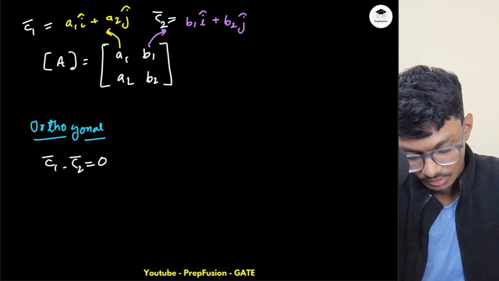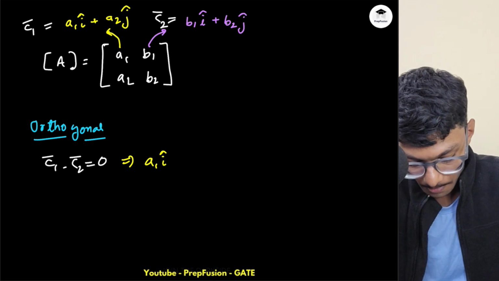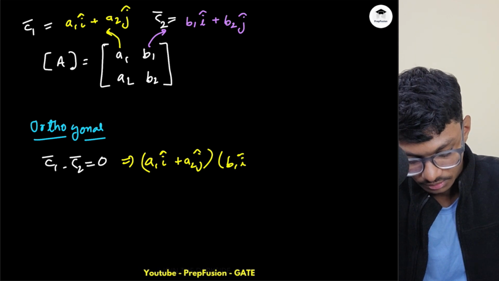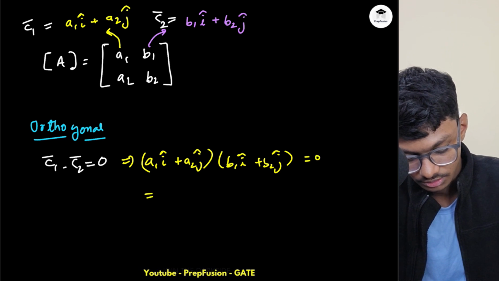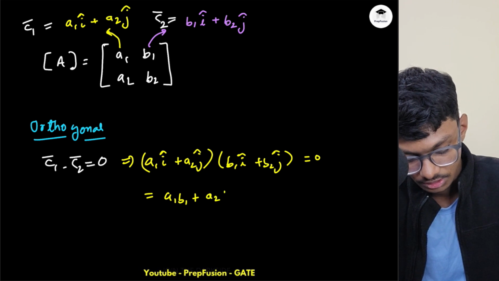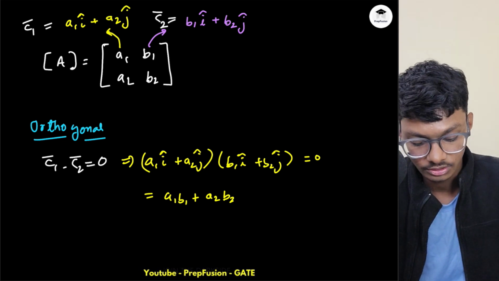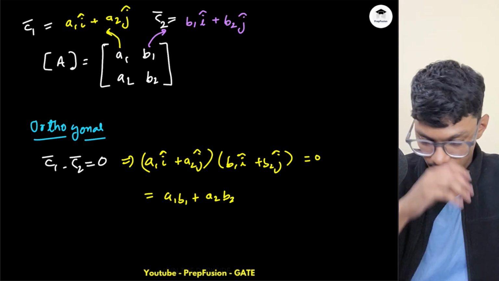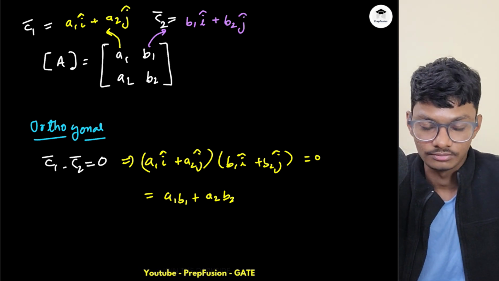So basically, I can write A1 i cap plus A2 j cap dotted with B1 i cap plus B2 j cap equal to 0. So this is A1 B1 plus A2 B2, because we will only do i dot i, and i dot j is simply equal to 0 itself, because basically it is cos 90.